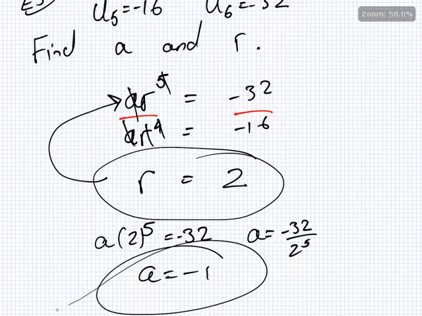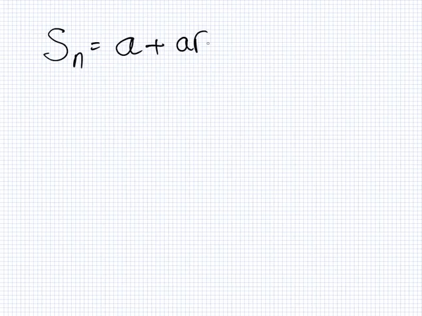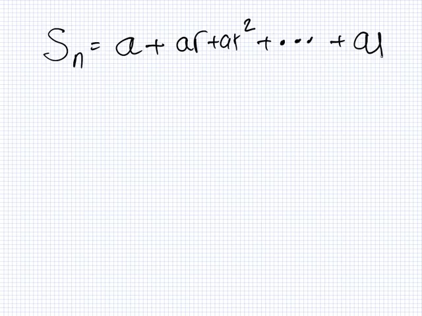So write that one down, and then we'll do the next formula. You got this? Next one? Okay. So what's the next formula if we compare this to yesterday's? The sum. So the sum is going to be A plus AR plus AR squared, etc. And then we finish, what's the last term here? AR to the power N minus 1.